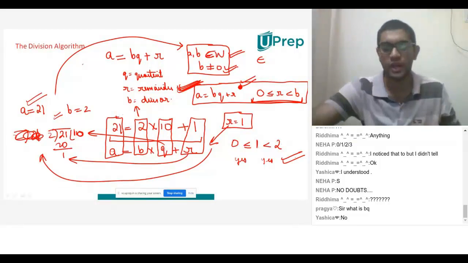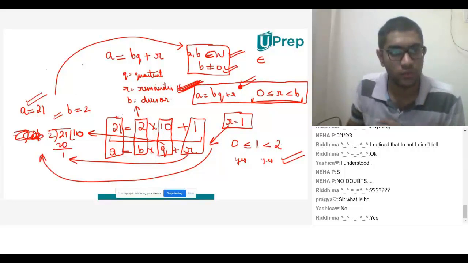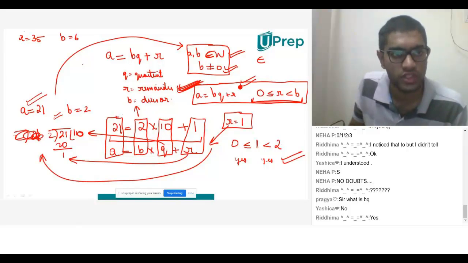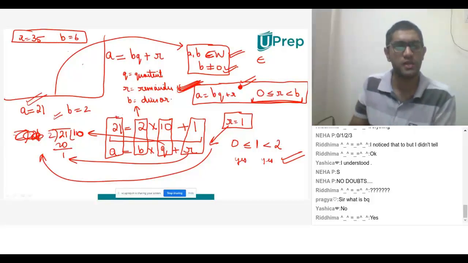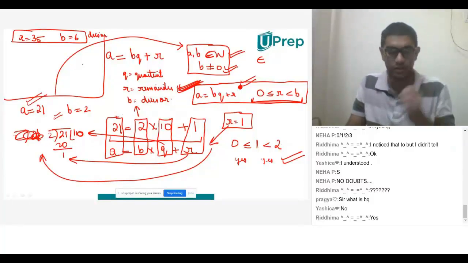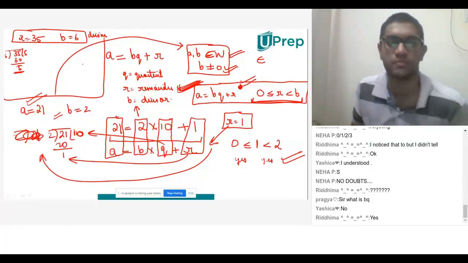Let me take another example. Say A is equal to 35, and B equal to 6. We just have these two numbers. I told you B is nothing else but the divisor. Instead of writing D, he wrote B. If I divide 35 by 6, 6 5s are 30. What is the remainder? 5.